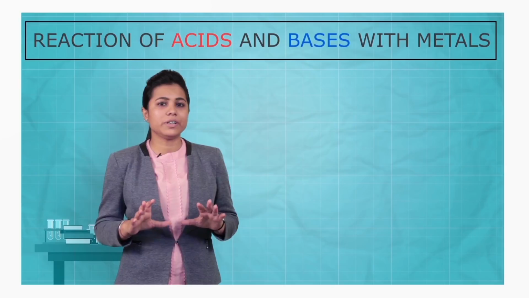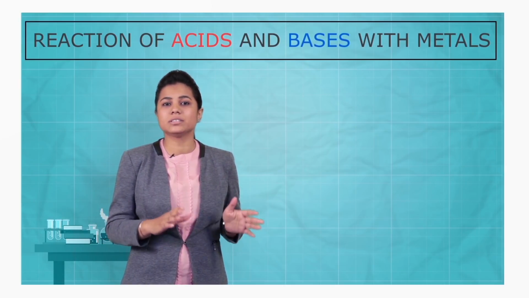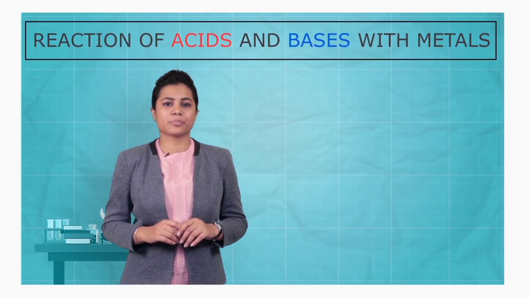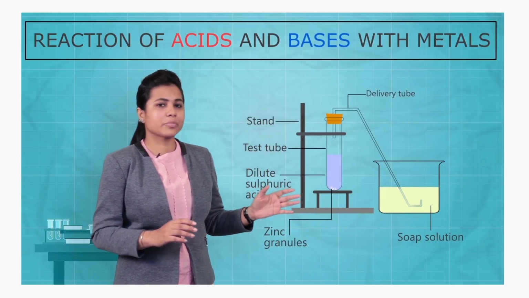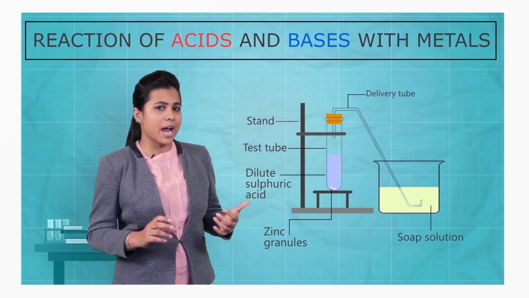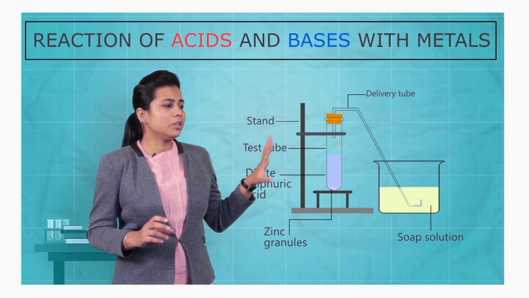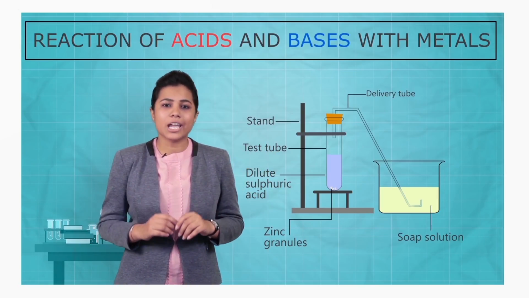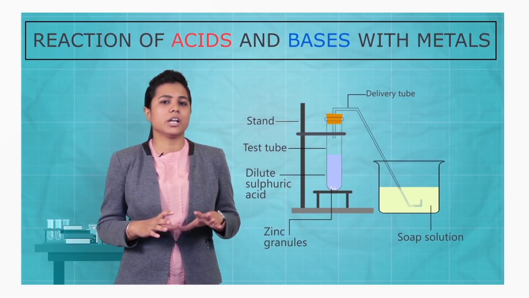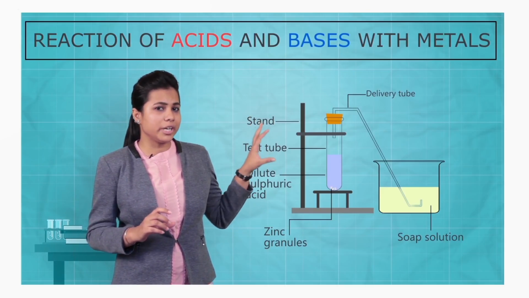Now this activity will tell us how metals and acids and bases react. So the setup is here. You can see a test tube stand which has a test tube. Now in this test tube we have dilute sulfuric acid and zinc granules. Now this test tube is fitted with a cork.